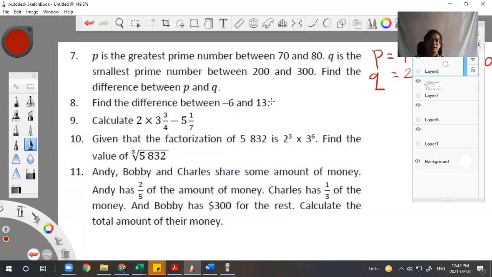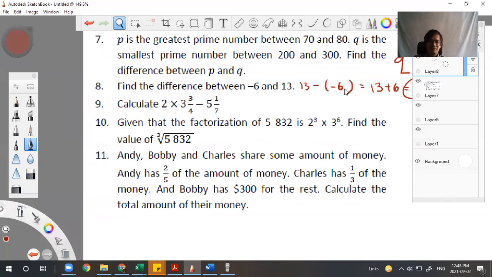Now, find the difference between -6 and 13. Ooh, very simple. 13 subtract by -6. Remember, if you have the double sign at the number, right? And how do you calculate that number? Okay, remember the rules.